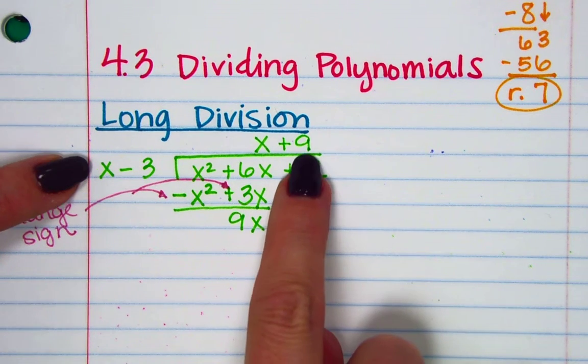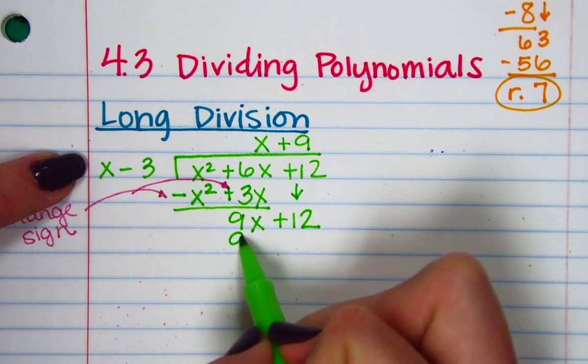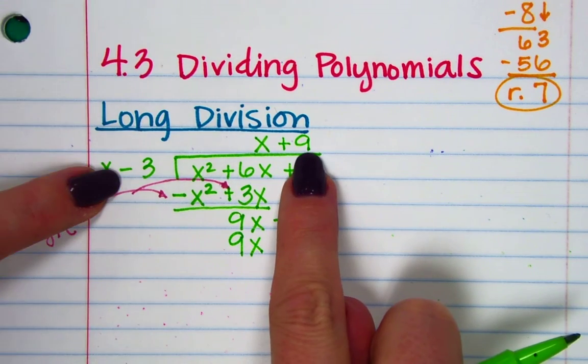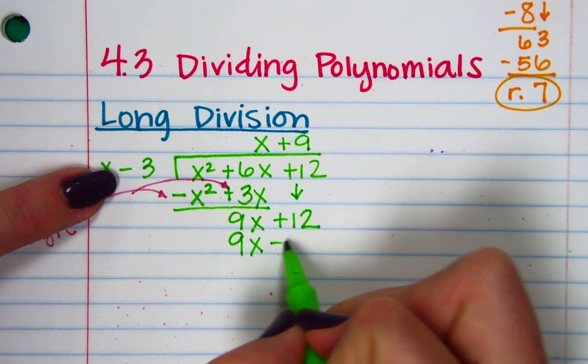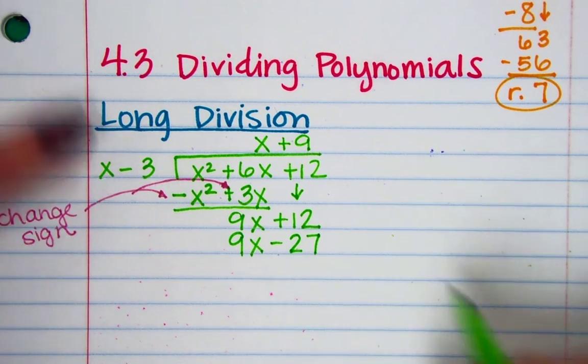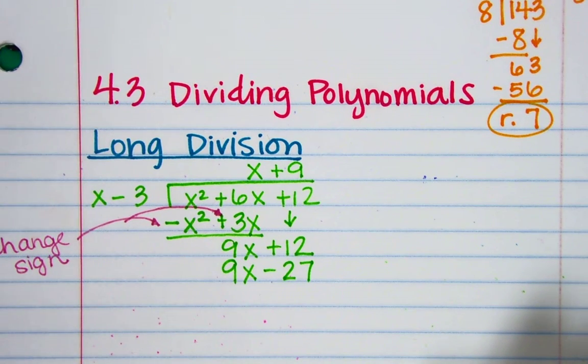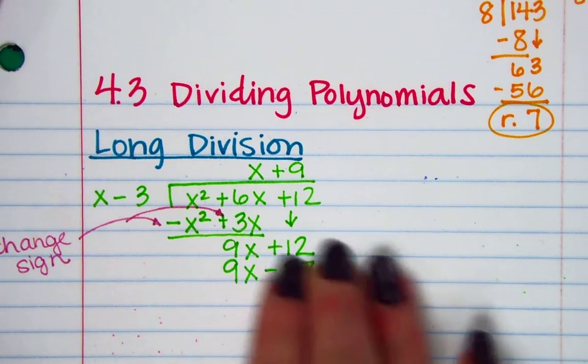All right, then I'm going to multiply 9 times x, 9x. 9 times negative 3 is negative 27. Okay, I know it feels a little bit weird. It even feels a little weird to me, doing long division like this, but I promise we're doing it correctly. Okay, moves down the line.